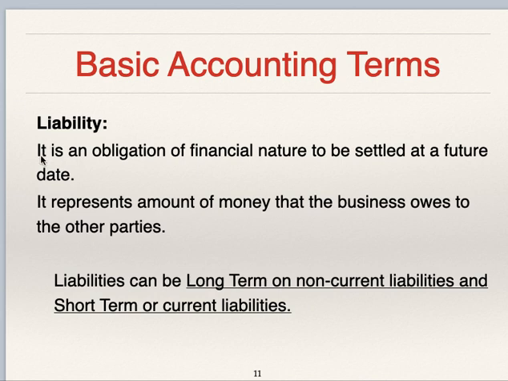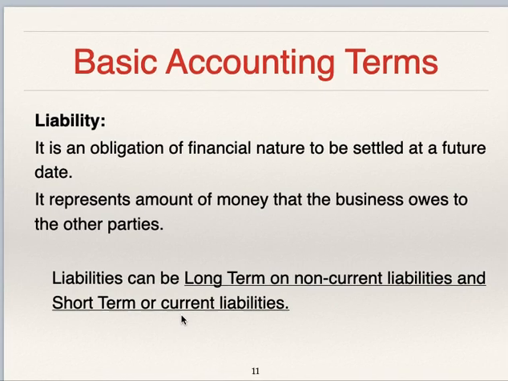Next is liability. It is an obligation of financial nature to be settled at a future date. So liability is an obligation which is to be settled in future. It represents the amount of money that the business owes to other parties. Again, liabilities are classified as long term, also known as non-current liabilities, or short term, or current liabilities.